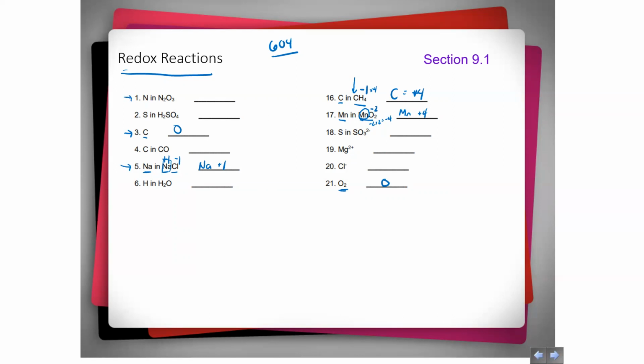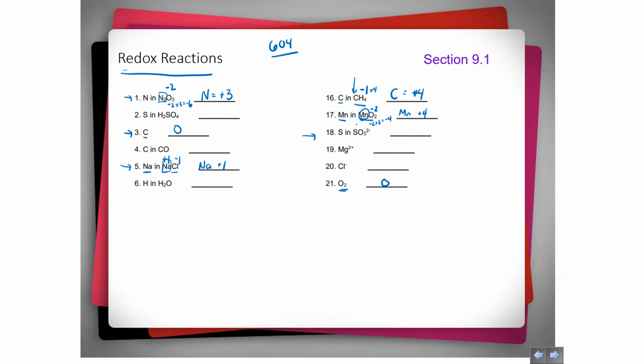Let's try the N in N2O3. So the O is always -2, unless it's in peroxide, but there are 3 of them. That's a total of -6 of an oxidation state. Now I've got N2. What does each N have to be to end up with a sum 0? Hopefully you said each N will have to be +3 because there are 2 N's. So if the first N is +3 and the second N is +3, that makes a total of +6. And then that cancels out the -6 by all those oxygens. So you sort of figure it out like that.